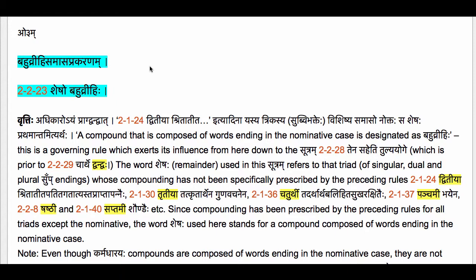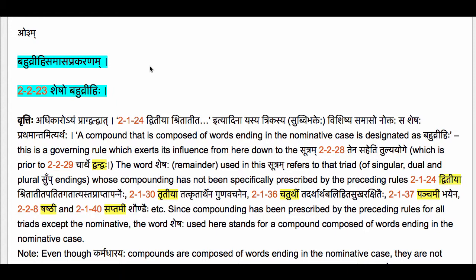So it depends on the intention of the speaker. Which meaning does he or she want to convey by the compound? The speaker may want to convey a tatpurusha meaning or a bahuvrihi meaning. We have to be well aware of these options.